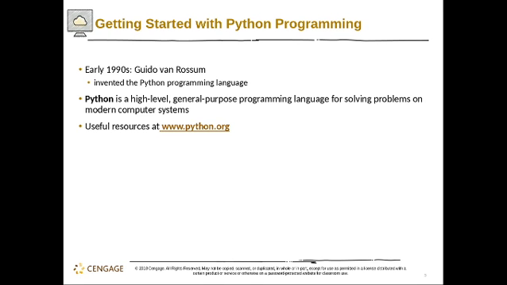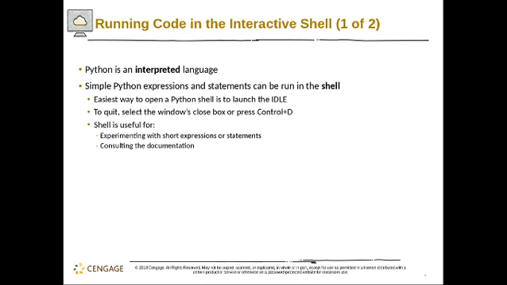In the early 1990s, Guido van Rossum invented the Python programming language. It's a high-level, general-purpose programming language for solving problems on modern computer systems. If you are a tech-savvy individual, you may have heard from the grapevine that Python is known as a beginner-friendly programming language. You can look up more information about Python on their website, www.python.org.